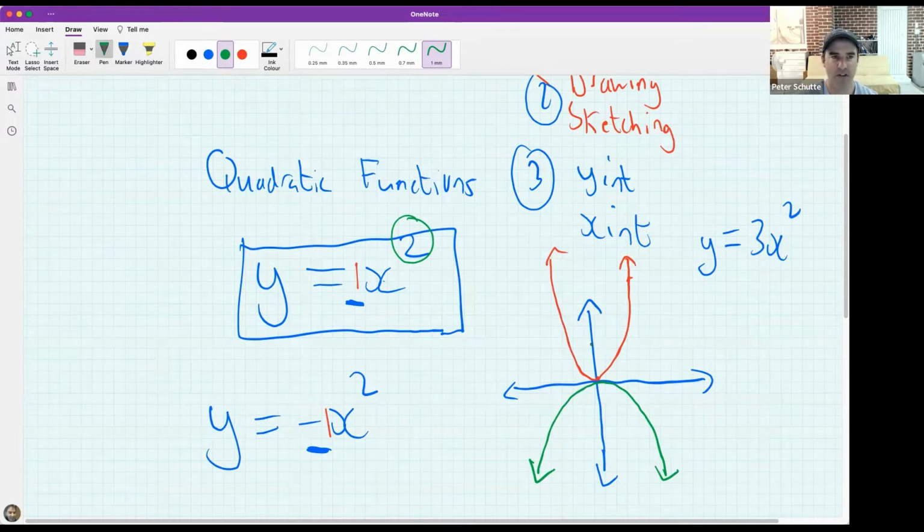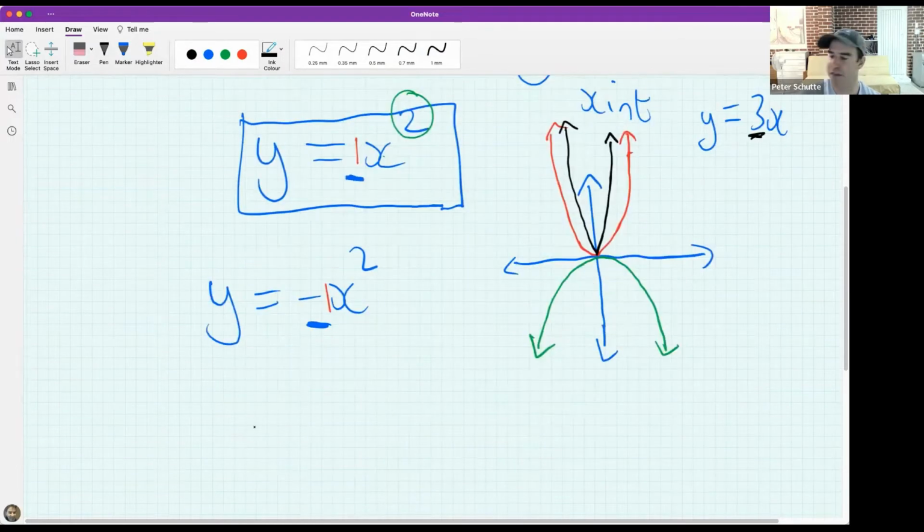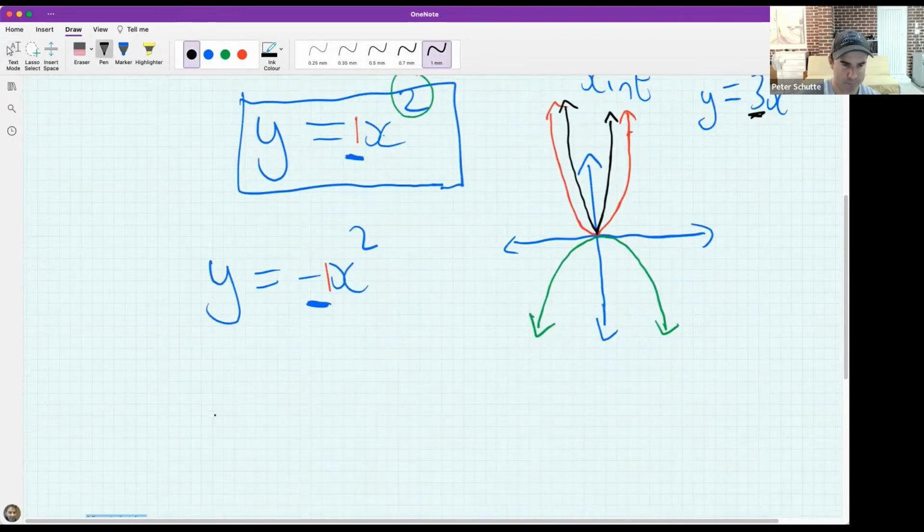Okay, so y equals 3x squared is going to be what? It's going to be more happy. It's going to be going up. It's almost like its cheeks are going to be forced into a massive smile. Okay, so what I want to point out is that this number in front of the x squared is really, really important.